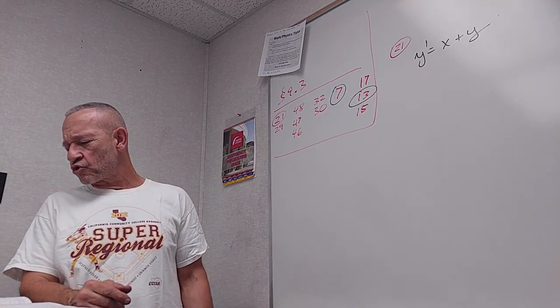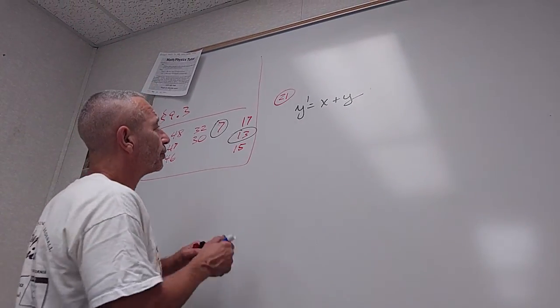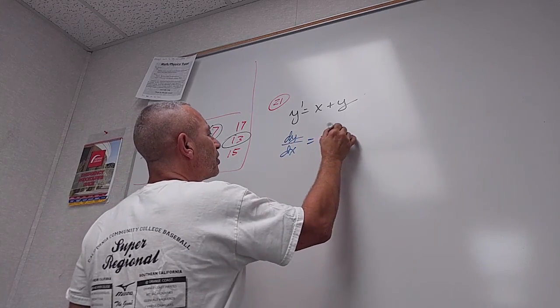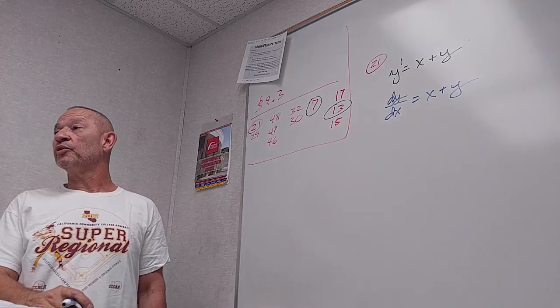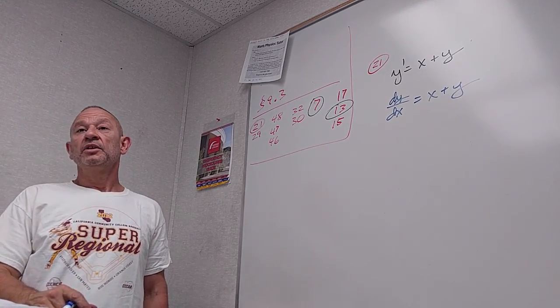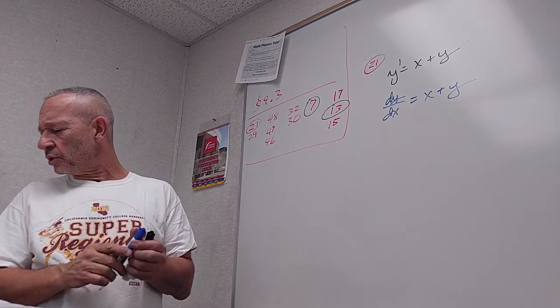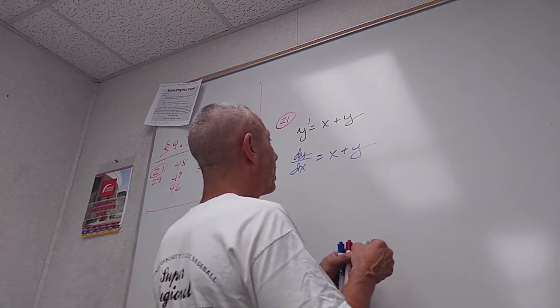Make a substitution. Notice I cannot separate the variables the way it's written right now. That's dy/dx equal x plus y. You can try all day long to separate the variables. It ain't going to work. So the book said, don't try to separate the variables. Let's make a substitution. Let's substitute u for x plus y.